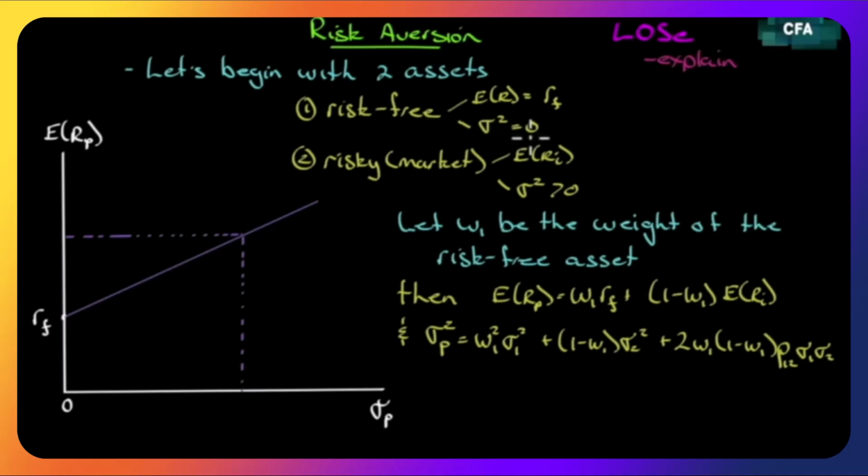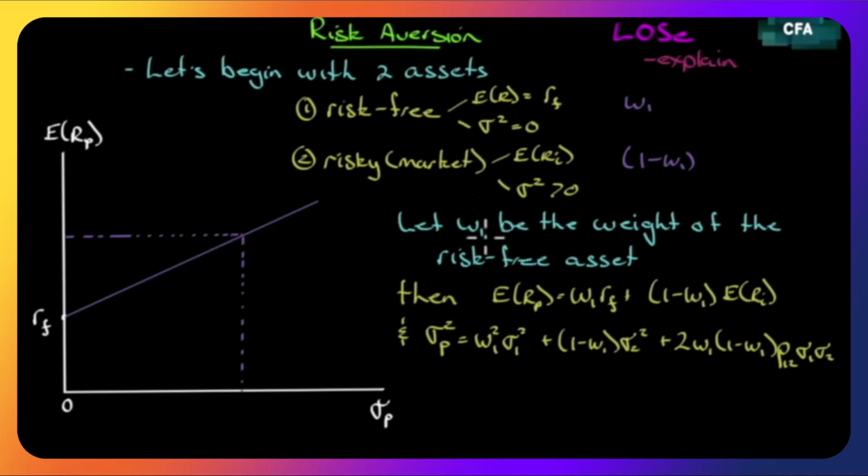So its variance will be 0. Its standard deviation will be 0. The risky asset can be described by its return, which is the expected return on that asset. And its variance, well, we don't know. Let's just say it's greater than 0. We know it's greater than 0. It's not 0, right? There we go. And we'll let W1 be the weight of the risk-free asset. So if W1 is the weight on the risk-free asset, the weighting here must be 1 minus W1 because they must add up to 1. The weights must add up to 1, right?